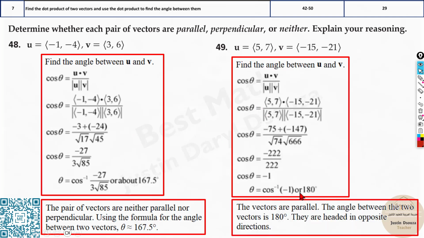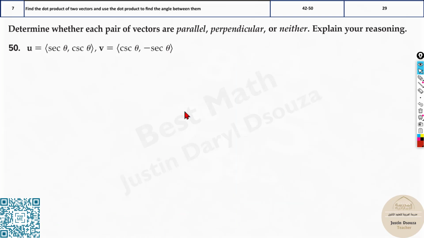Even over here, please do it by yourself. This is important. If you're getting 180 degrees, it's parallel, and they are headed in opposite directions. Why? One is going one side, the other is going the other side. They're parallel to each other because they're never going to meet. They're not 90 degrees, but they just go in the other direction. So it'll be an angle of 180 degrees.